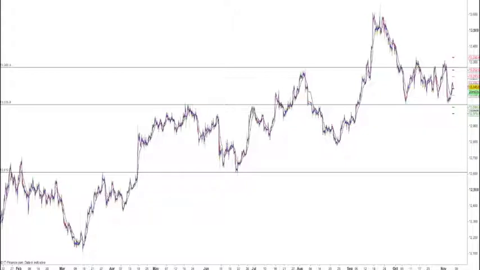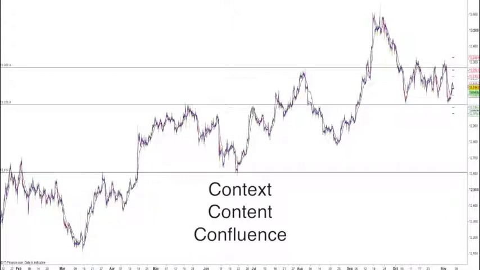So that's the longer term context for the trade, and that's one of the three elements that I'm always looking for before taking trades. I look for context, content and confluence, the 3 C's as I call them. So the context is, where's the market, what am I expecting it to do, and when it does what I'm expecting it to do within that context and it gives me a good signal, then we've got an opportunity for a good risk and reward trade.